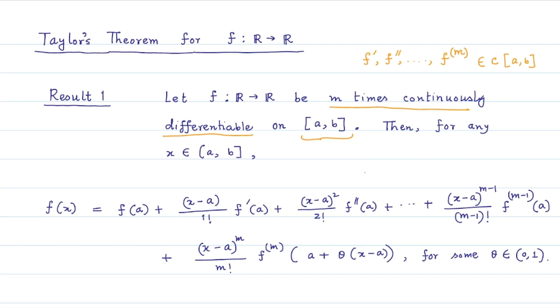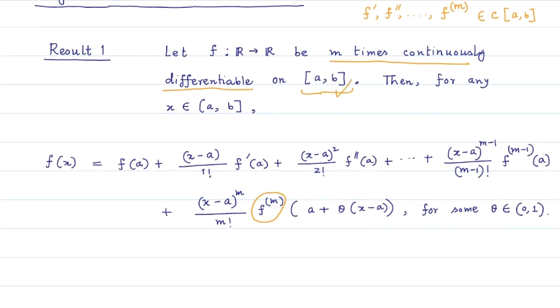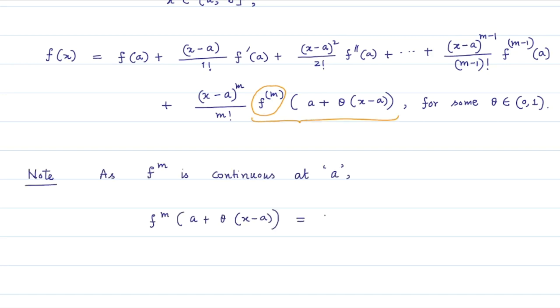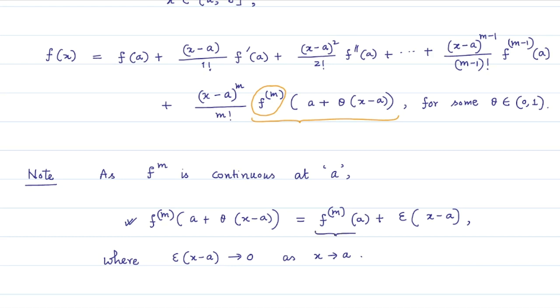Now here, as we have assumed the mth order derivative of the function f is continuous inside this interval a to b, we can write this expression by the value of the function at a plus some error function epsilon of x minus a, where epsilon of x minus a tends to 0 as x tends to a. Because then only by taking the limit x tends to a on the left hand side, we will get on the right only the term, the function's value at a.